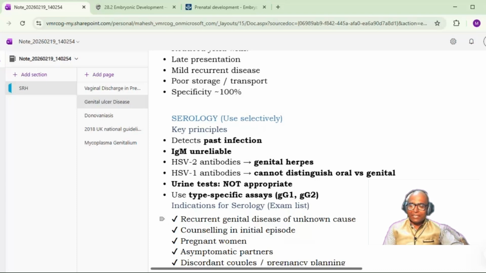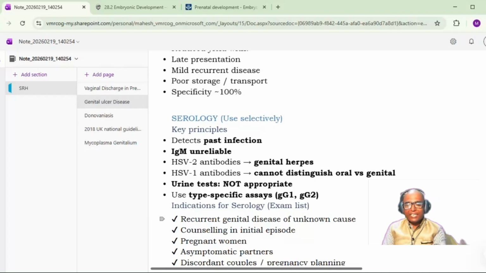70% will be asymptomatic, and most of the cases are asymptomatic and may present with recurrence. So more appropriate will be to go for IgG. That makes sense, no? Okay, sir. So urine test is not appropriate.